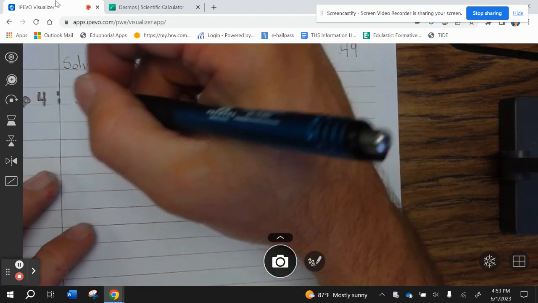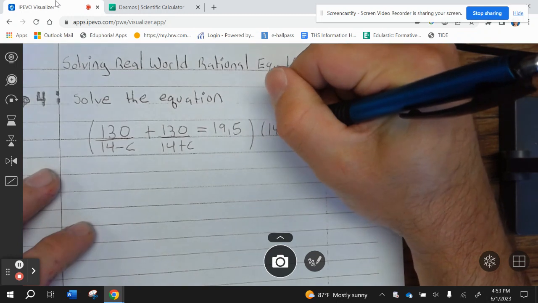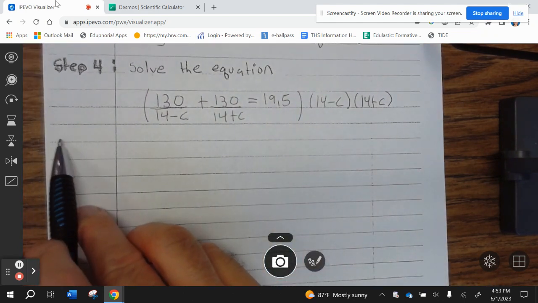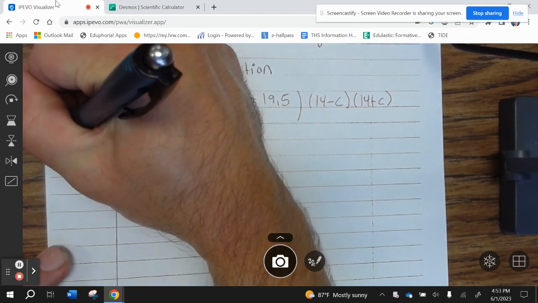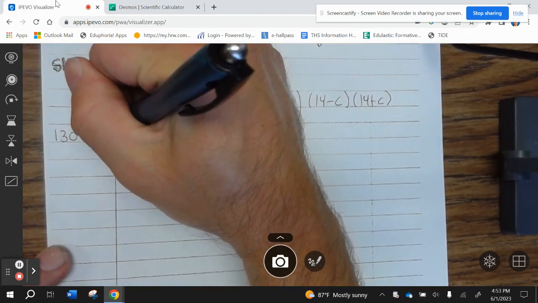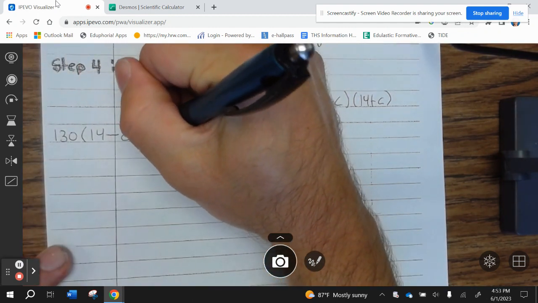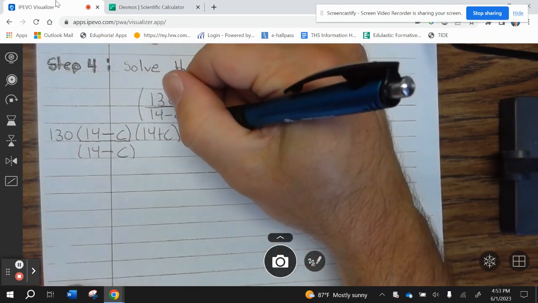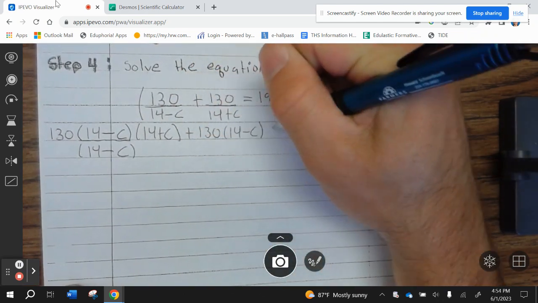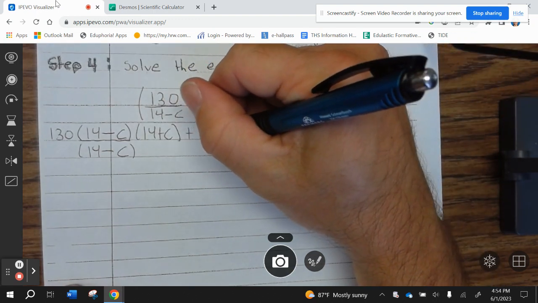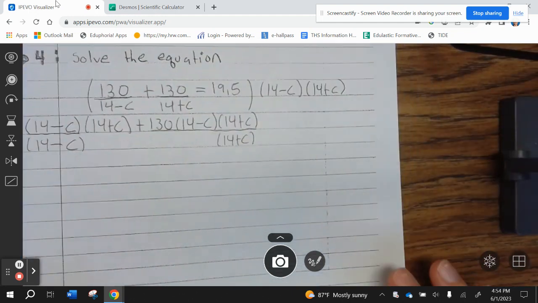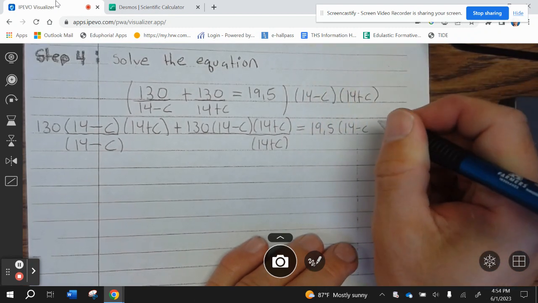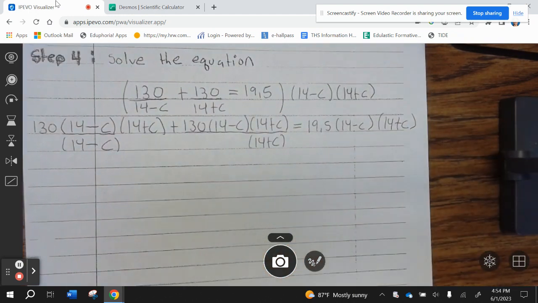All right, we're going to multiply everything by the common denominator, which is 14 minus C, 14 plus C. It's going to be a long expression, so we're going to start all the way at the end of the paper. So that becomes 130 times 14 minus C times 14 plus C divided by 14 minus C plus 130 times 14 minus C, 14 plus C divided by 14 plus C equals 19.5 times 14 minus C, 14 plus C.